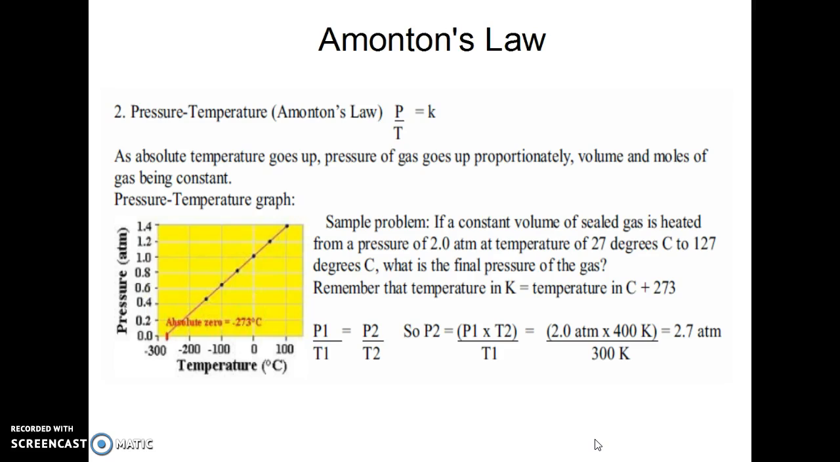Remember that the temperature in Kelvin is equal to Celsius temperature plus 273. So, Amonton's law, pressure over temperature is a constant, so P1 over T1 equals P2 over T2. We solve for the final pressure, P2, and we get P1 times T2, we multiply both sides by T2, and that divided by T1. We plug in the numbers in units, 2 atmospheres, times the ratio 400 Kelvin over 300 Kelvin is equal to 2.7 atmospheres. The pressure has gone up as we expected.